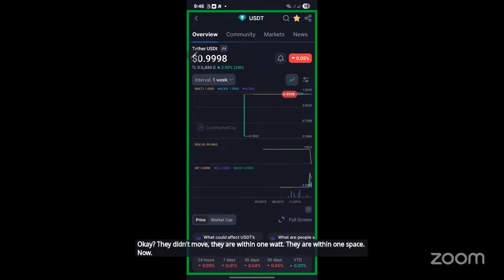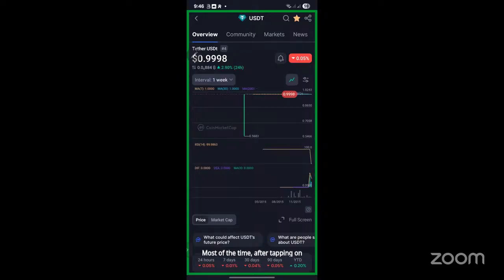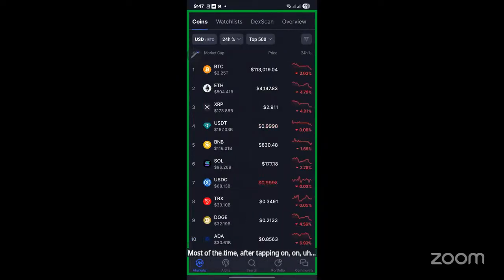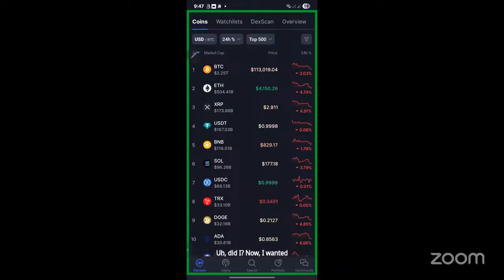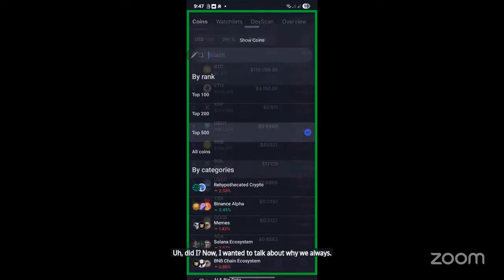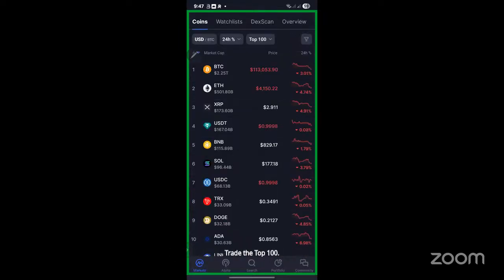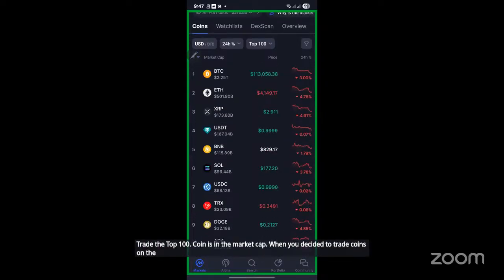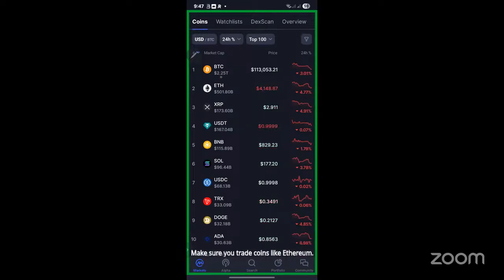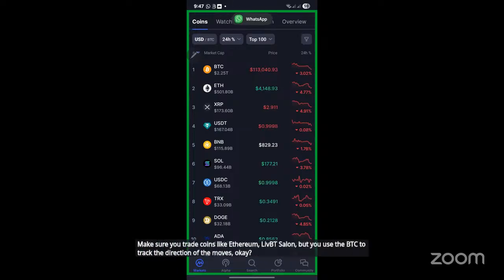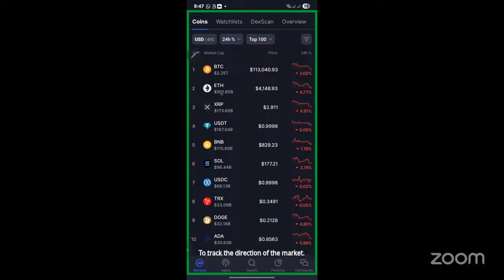Now, I wanted to talk about why we always trade the top 100 coins in the market cap. When you decide to trade coins in the top 100 on CoinMarketCap, number one, make sure you trade coins like Ethereum. Leave BTC alone, but use BTC to track the direction of the market. Trade Ethereum, trade XRP, trade BNB, please trade Solana.